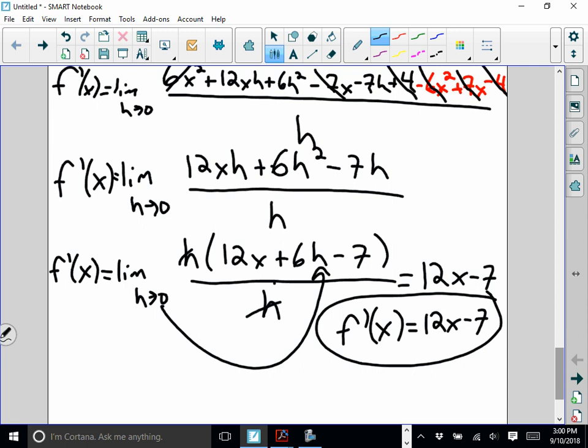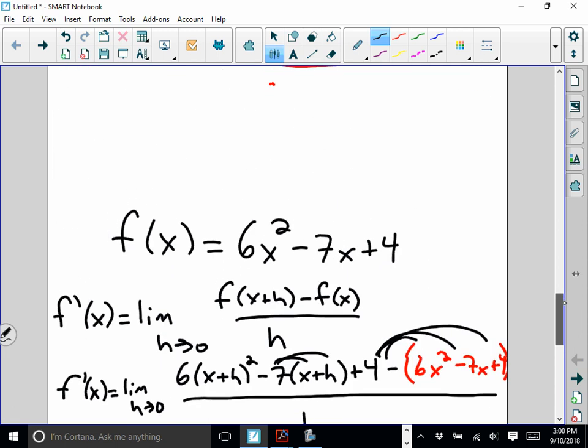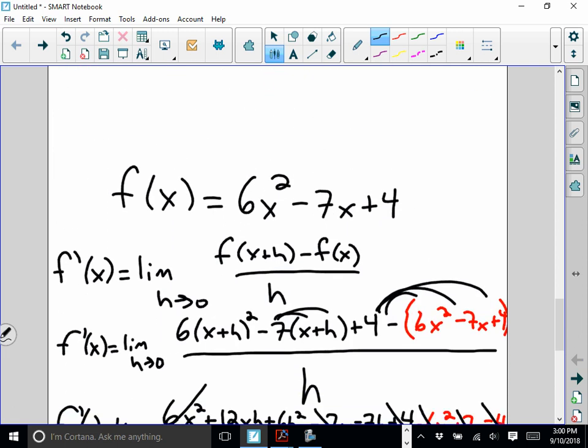Going back and looking at our original f of x here, this is already ready to go in ax to the n form, and we do see that f prime of x would be 12x minus 7. Remember, the derivative of a constant is 0. So we know that we did it right, and our algebra using the limit definition matches our power rule definition. Okay.